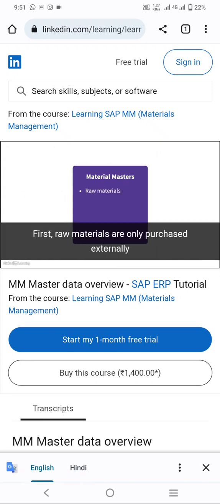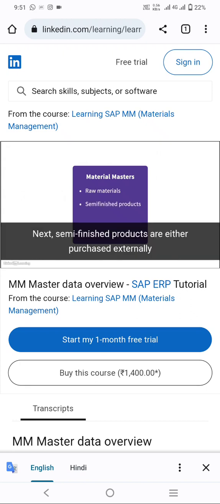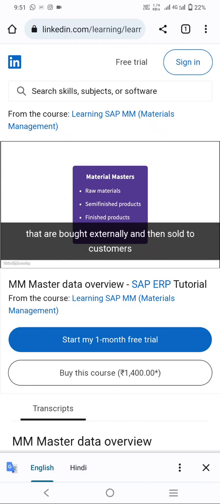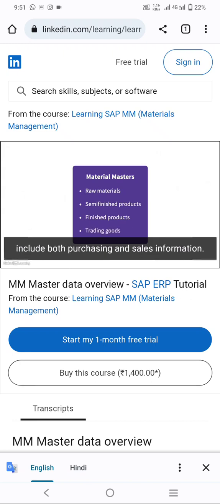First, raw materials are only purchased externally and then processed in-house. Next, semi-finished products are either purchased externally or manufactured in-house. They are then processed further to add value and turn them into a finished good to be sold. Finally, trading goods are products that are bought externally and then sold to customers without needing to add value. Material masters for trading goods include both purchasing and sales information.